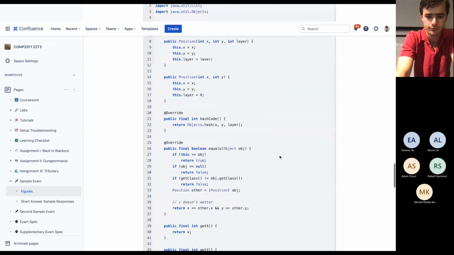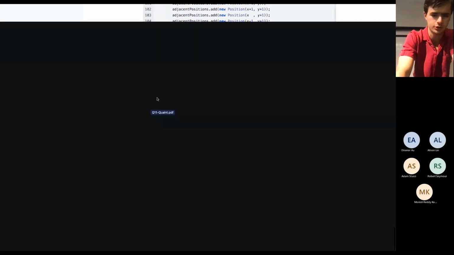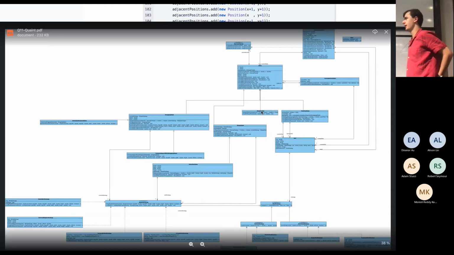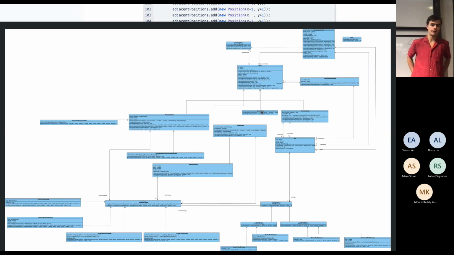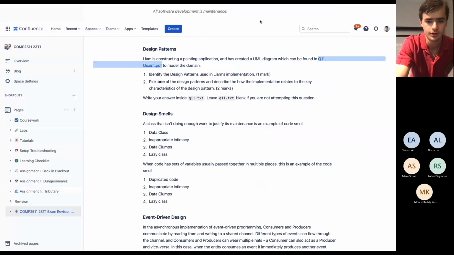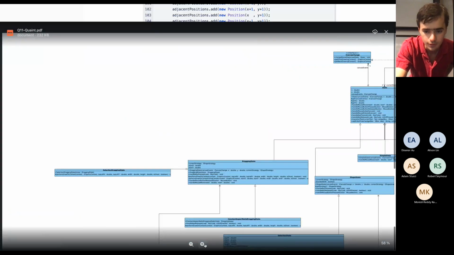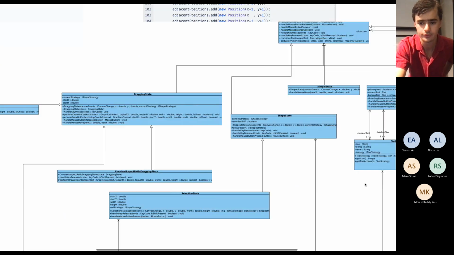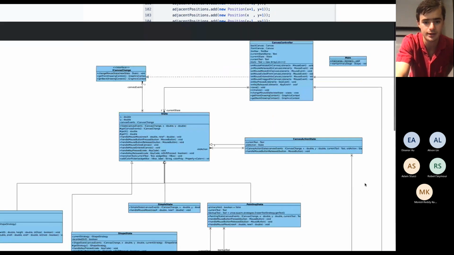We have a PDF which is a UML diagram. You might get a question like this, where you have to analyze some sort of design and either talk about the design patterns or pick out what they are. It's not too hard. All you have to do is look at it. The question says, identify the design patterns used in the implementation. I saw the word state, which might mean there's a state pattern. I see the word state a lot, so I'm going to assume there's a state pattern.